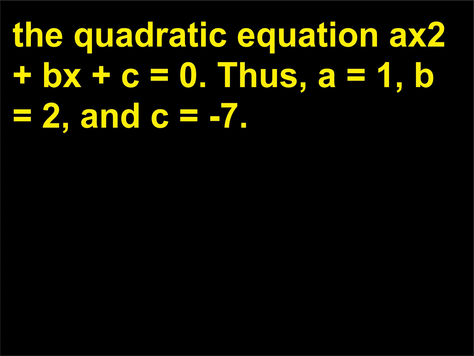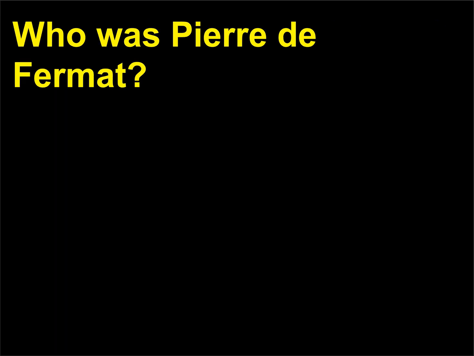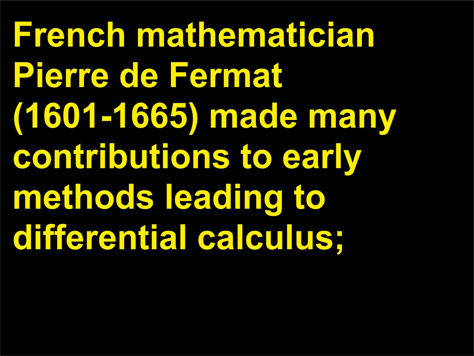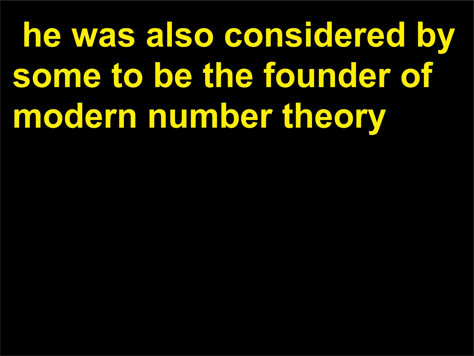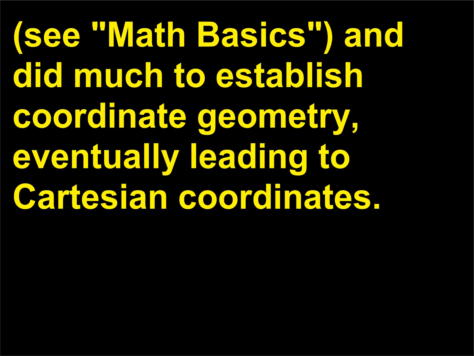Who was Pierre de Fermat? French mathematician Pierre de Fermat, 1601–1665, made many contributions to early methods leading to differential calculus. He was also considered by some to be the founder of modern number theory. See Math Basics. He did much to establish coordinate geometry, eventually leading to Cartesian coordinates.